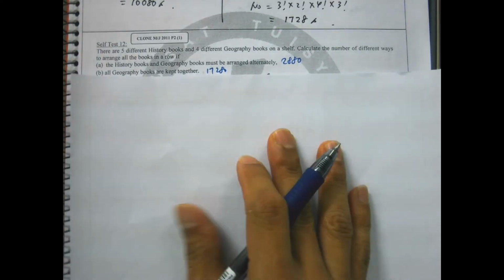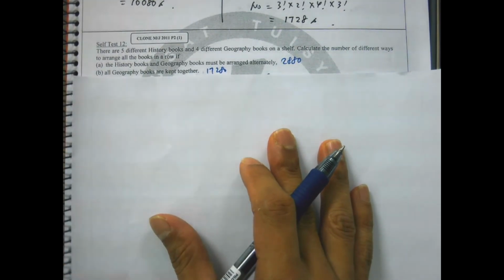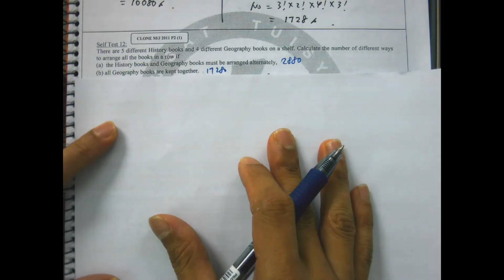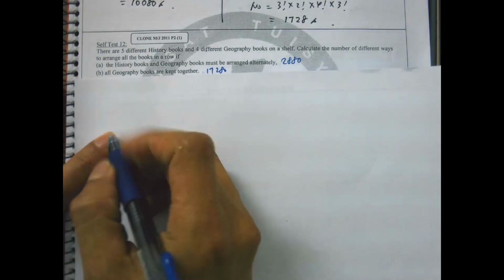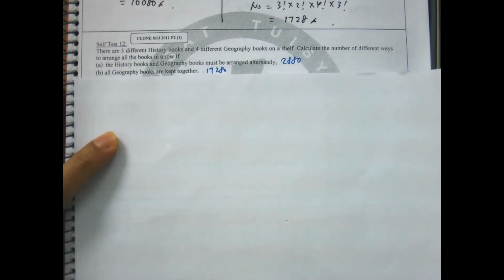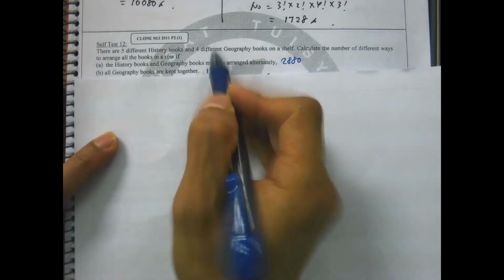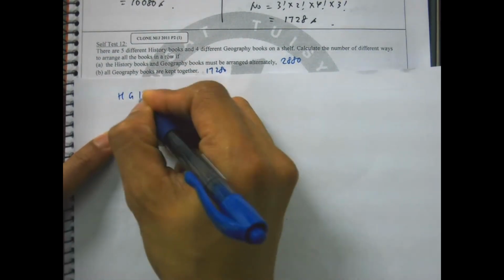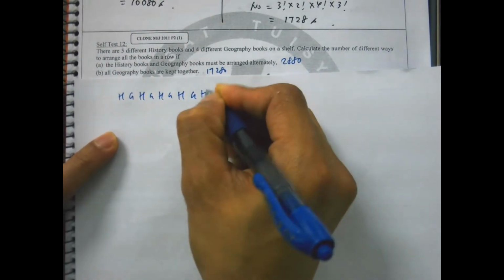8 different history books and 4 different geography books on the shelf. Calculate the number of different ways to arrange all the books in a row if the history books and geography books must be arranged alternately. Now, we mentioned to you, alternately means what? History, geography, and so on. Now, I have to start with history first. Why? Because there are more history books than geography books. So I put history, geography, history, geography, history, geography, history, geography, history.